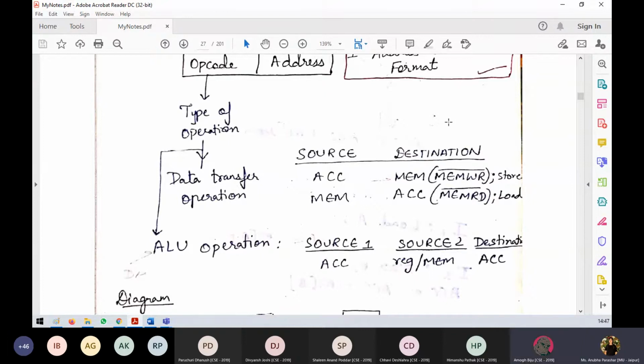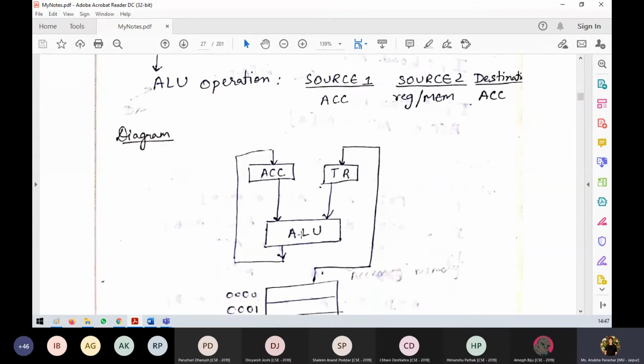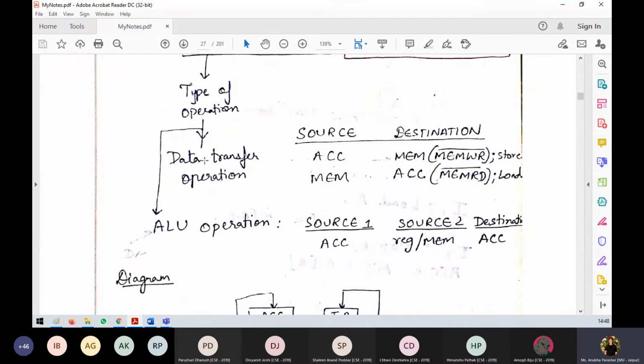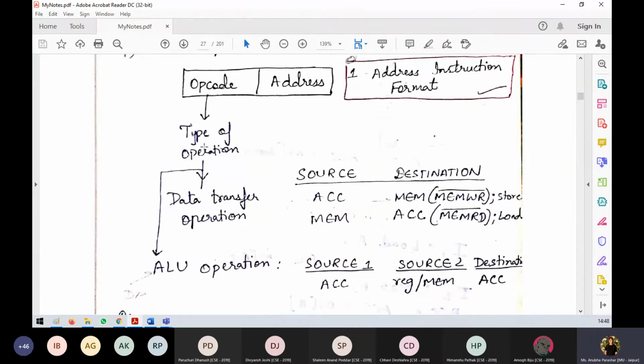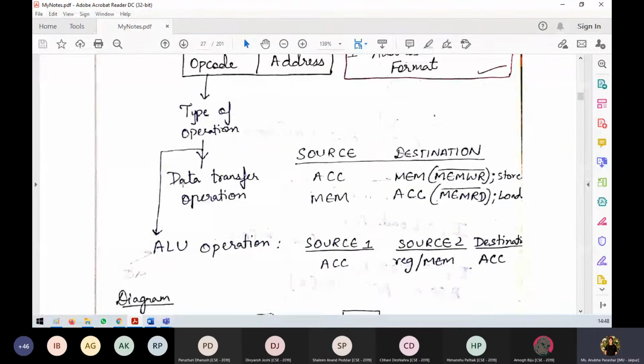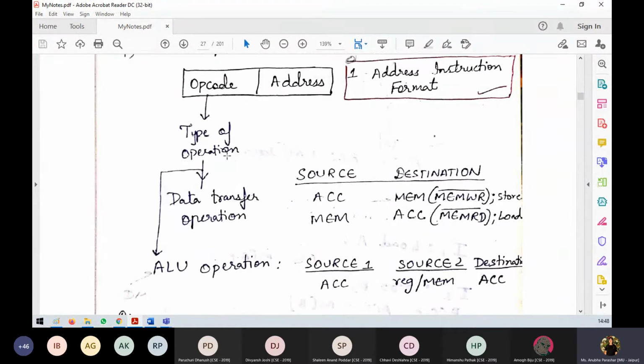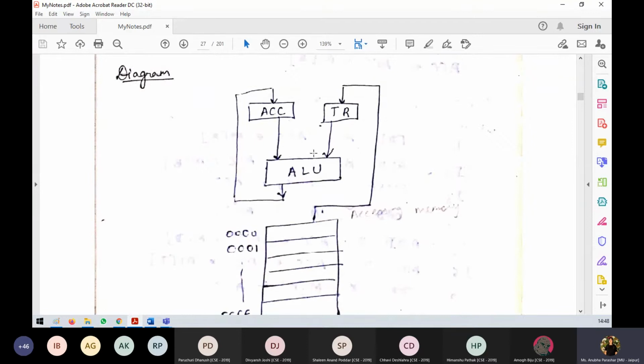Ma'am, could you draw, ma'am? Yes, I'm coming to that. So here you see the opcode is the type of operation that we are performing. Some data transfer operation, ALU operation, the opcode will do a certain operation task, and the address could be either memory, which is the accumulator itself, or it could be a register or memory. So here the diagram is, when you have the accumulator, I'll give you an example as well.